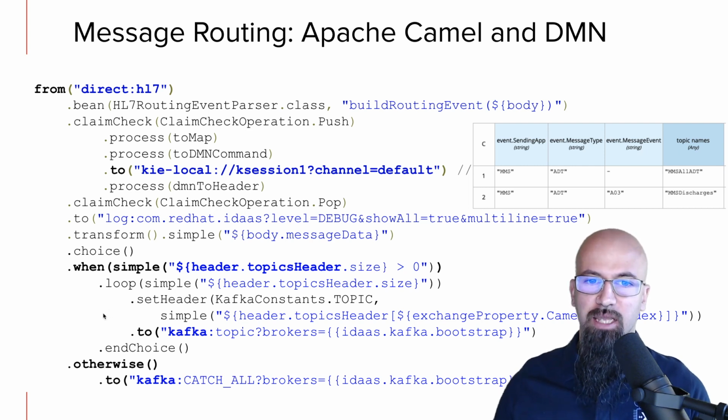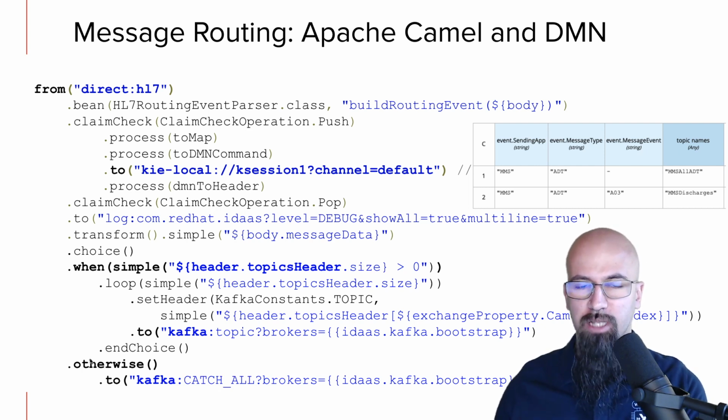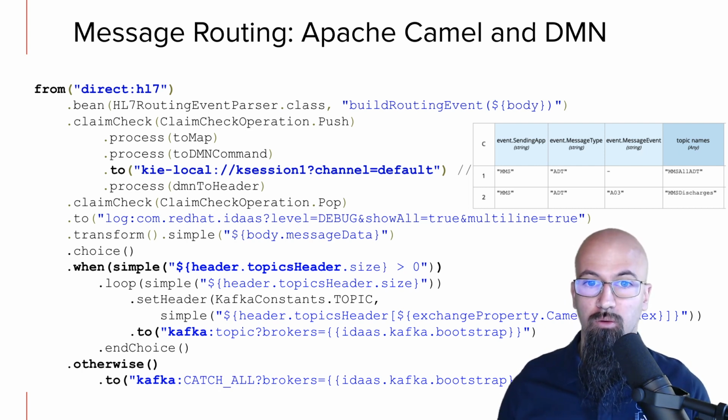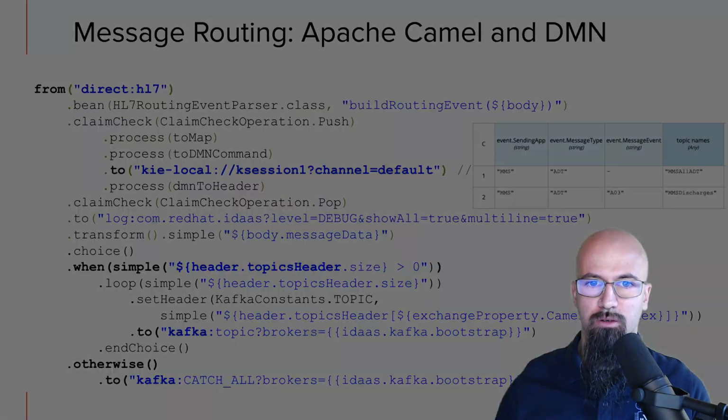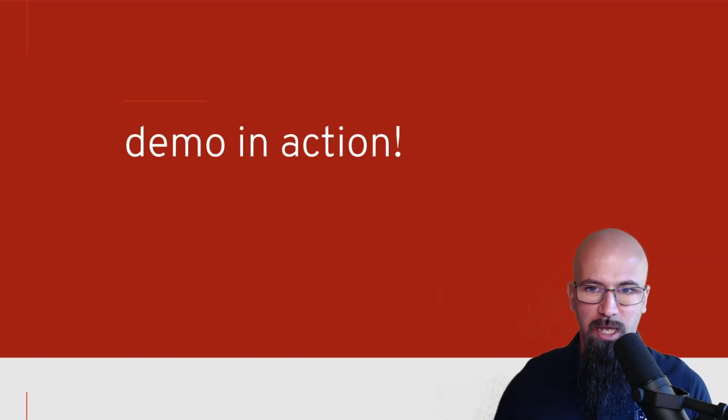And in the case that actually none of the conditions decided, we're going to have a default Kafka queue, a catch-all type of queue that is going to capture all the other related messages in order not to get lost. So this is a very short introduction, but we can see that in action.